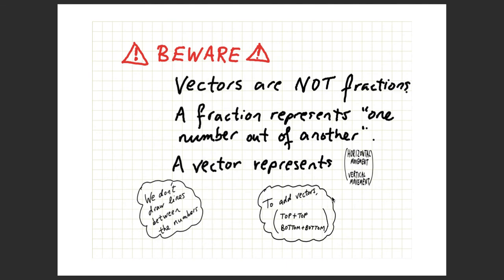And to add vectors, you just go top plus top, bottom plus bottom. So there's no question of having to make them the same denominator. The bottom numbers aren't denominators, they're just vertical components of the movement.